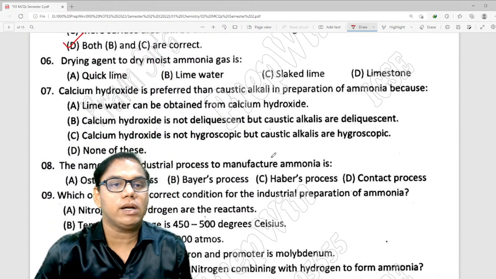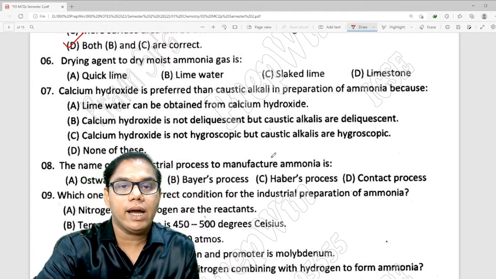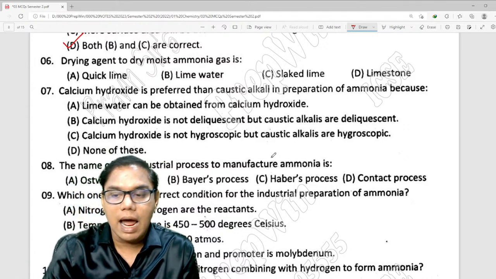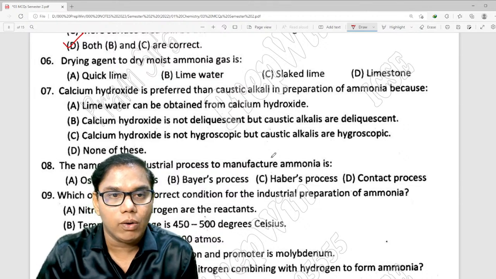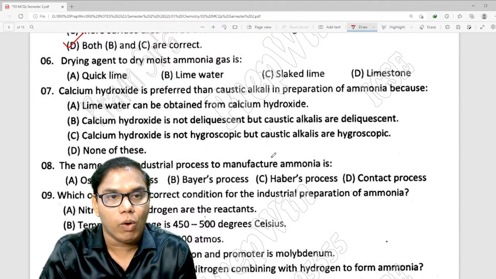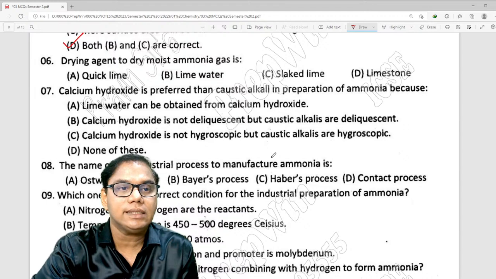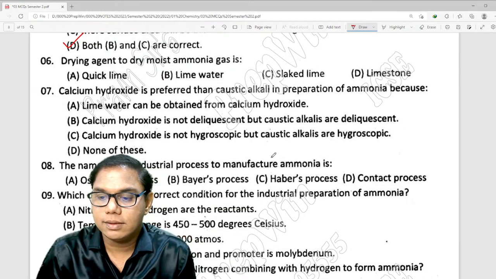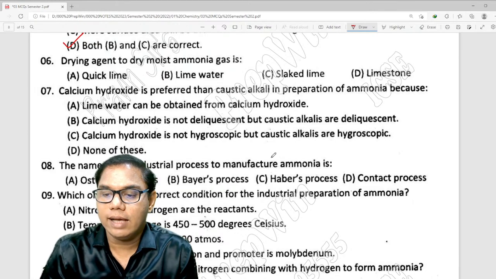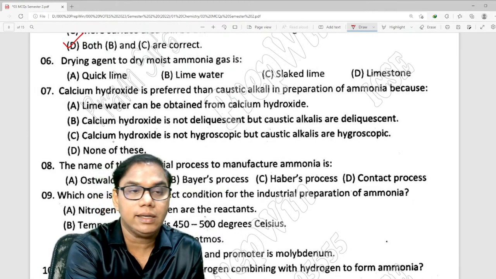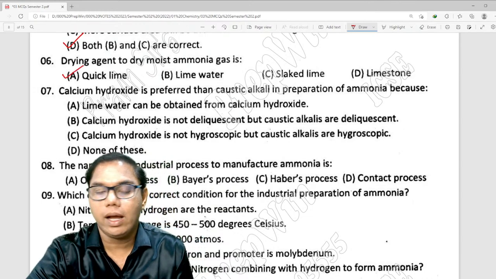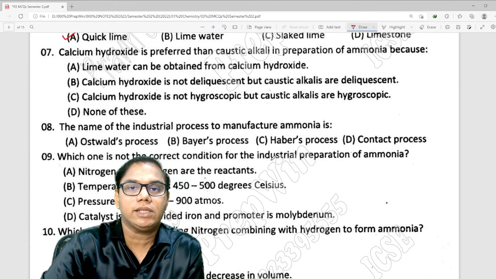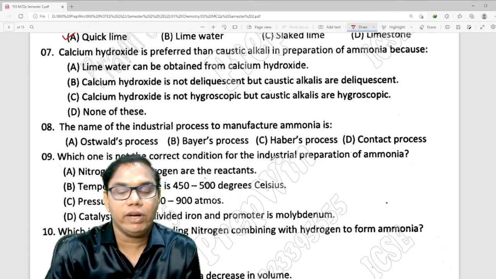Right? Drying agent to dry moist gas. Okay, moist ammonia gas. What is a drying agent? For HCl, the drying agent was sulfuric acid. For ammonia, moist or wet ammonia, what is the drying agent? Is it quick lime? Is it lime water? Is it slaked lime or is it limestone? Yes, this is easy. It is quick lime. All right. Calcium hydroxide is preferred over caustic alkali in the preparation of ammonia because, again, we take this question further.